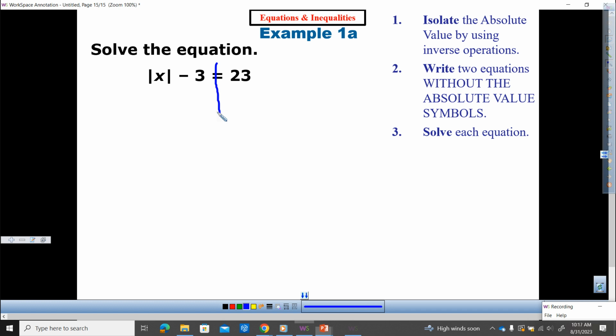Step 1 says, isolate the absolute value. That means we need to leave the absolute value by itself. What's next to the absolute value? Negative 3, so we use inverse operation. So what do we do? Plus 3, plus 3. We're left with absolute value of x equals 26.